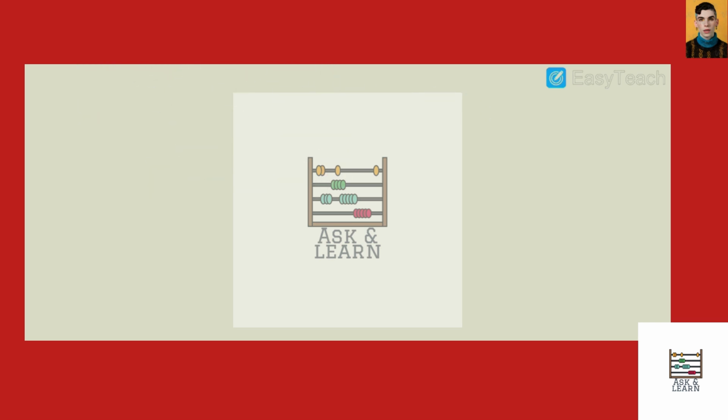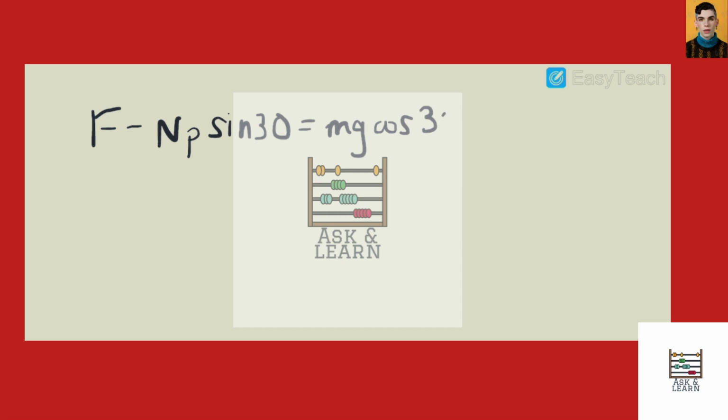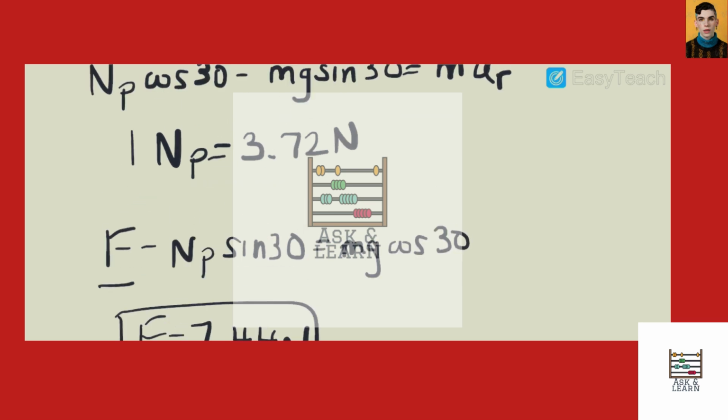Next, doing Newton's second law in the theta direction gives us that F minus N_P sine 30 is equal to mg cos 30. Therefore, what we can do is solve for F, and we see that F is equal to 7.44 newtons. And that's our final answer.